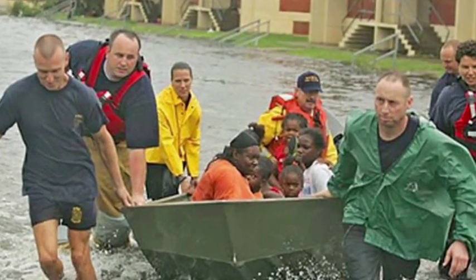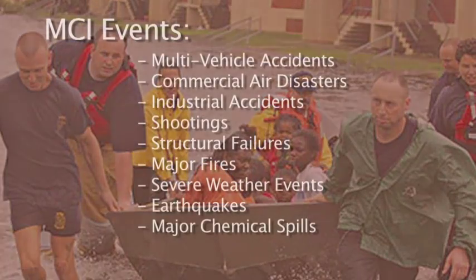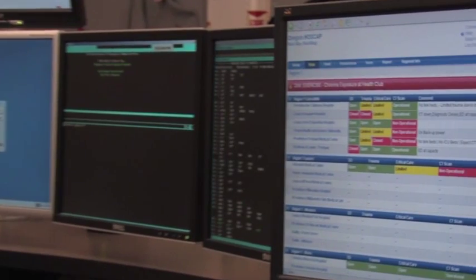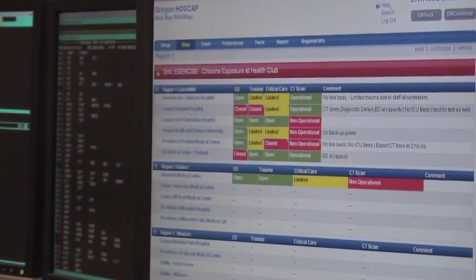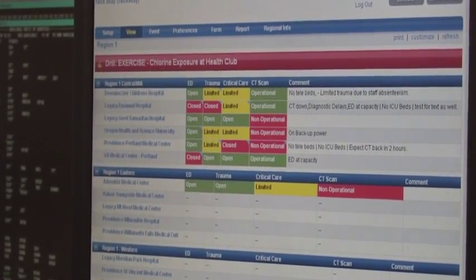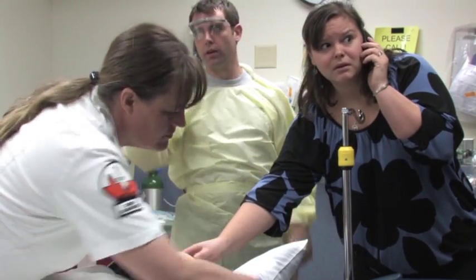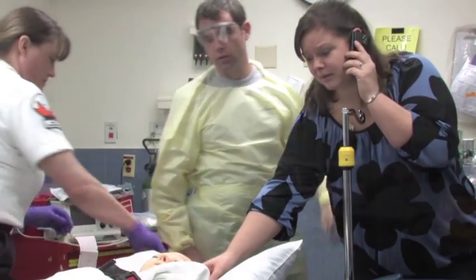MCI events require swift response and coordination. Examples include multi-vehicle accidents, commercial air disasters, industrial accidents, shootings, structural failures, major fires, severe weather events, earthquakes, and major chemical spills. Tracking during such incidents ensures patient loads are appropriately distributed within the trauma system, given current capacity. It also ensures family reunification for the elderly, pediatric, and unconscious patients.